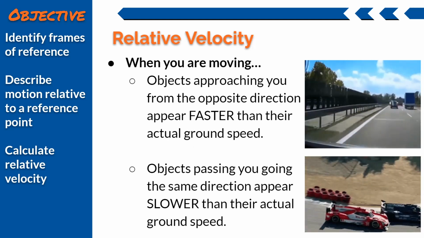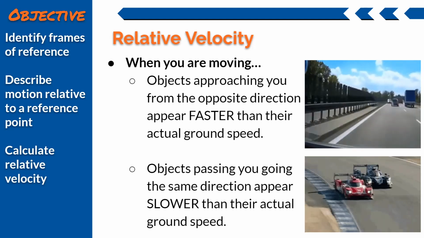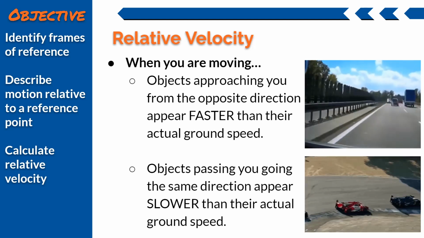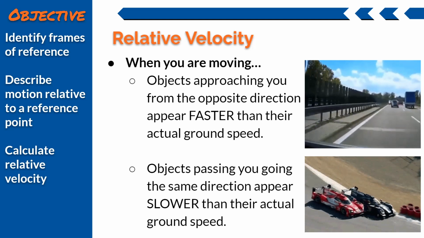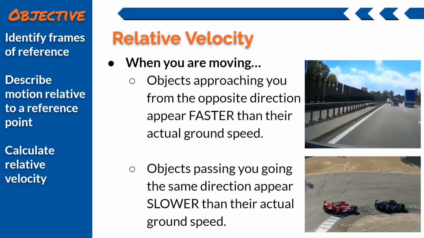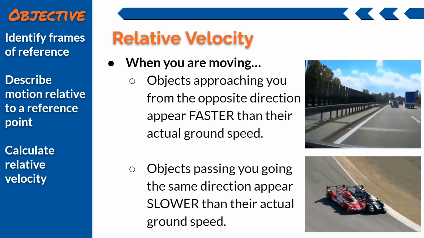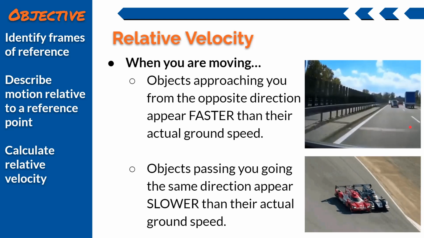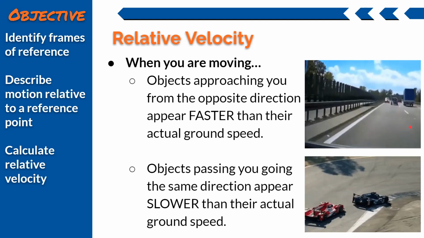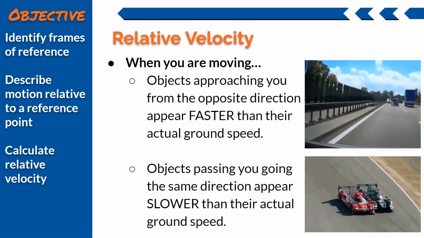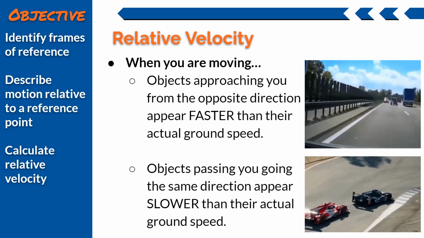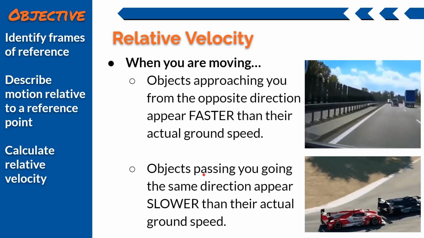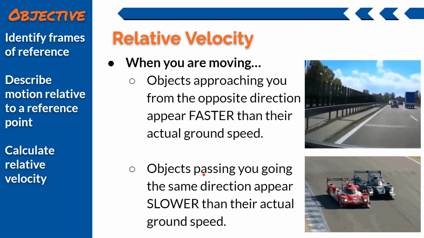This is a general rule to help you figure out how fast things are moving whenever your frame of reference is moving. When you are moving, objects that approach you from the opposite direction will appear faster than their actual ground speed. So when you're on the road and there's a car coming the opposite direction and you pass one another, like in this animation, although this person's going the wrong way on the road, they're going to appear to be moving faster than you are. Whenever you actually pass those cars, it seems really quick, especially on the highway. You can sometimes hear that sound too. They're going to appear faster than they're actually going, because your speed and theirs are taken into account whenever you're looking at how fast they appear to be moving.